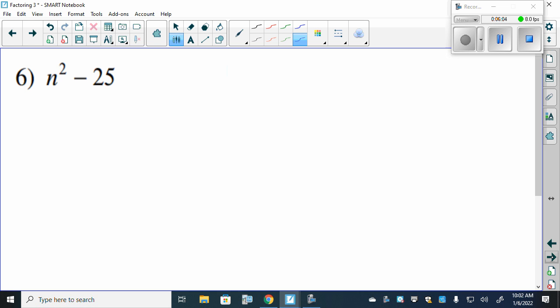So let's look at this next one here. N squared minus 25. Now we could treat this the exact same as what we've been doing, looking for greatest common factors first, and well, here there's not going to be one. Now it technically doesn't have a third term, but we also don't have a middle term either. Since it is negative, the signs would be opposite.